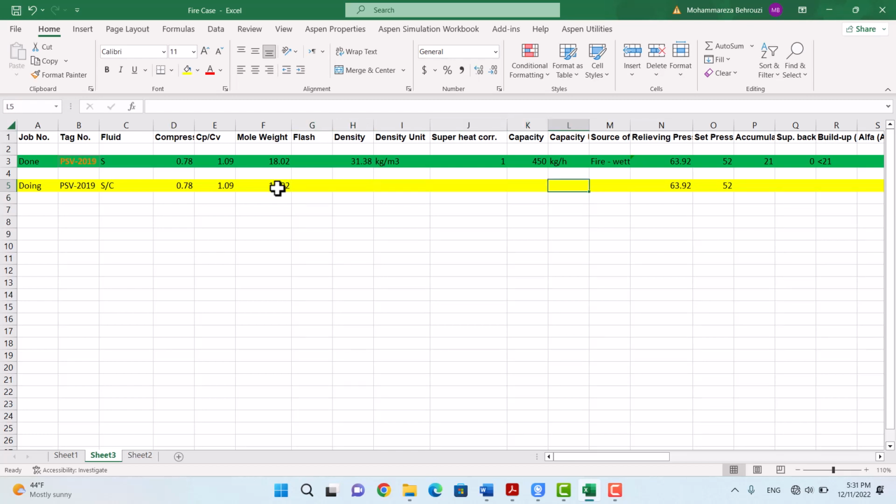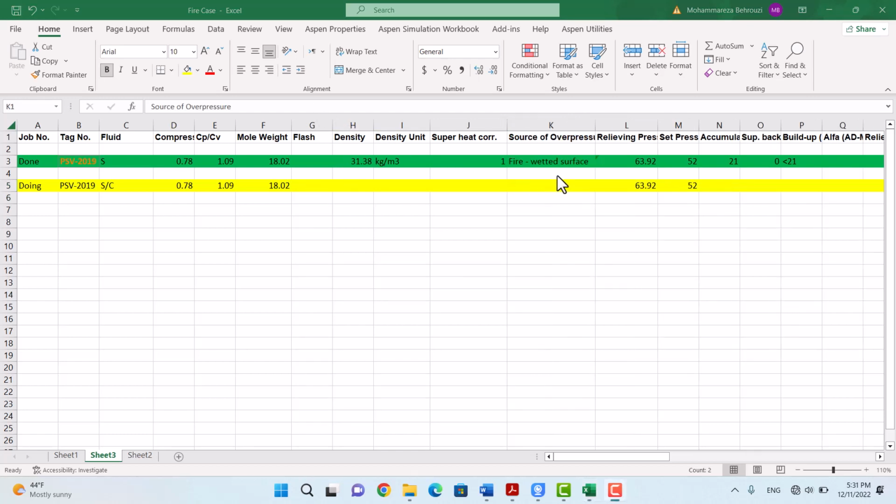Then, of course, from the source of overpressure, we know that it is fire and wetted surface. We have calculated relieving pressure. We know the set pressure, which is equal to the design pressure of pipeline. Accumulation 21%, as I described.